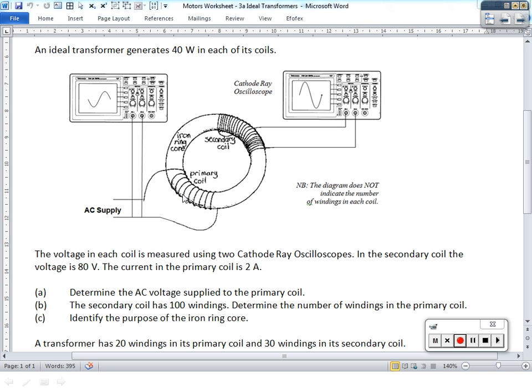You are asked to determine the AC voltage supplied to the primary coil. Secondly, in B, the secondary coil has 100 windings. Determine the number of windings in the primary coil. And C, you have to identify the purpose of the iron ring. All up, this was only worth 3 marks. Off you go.